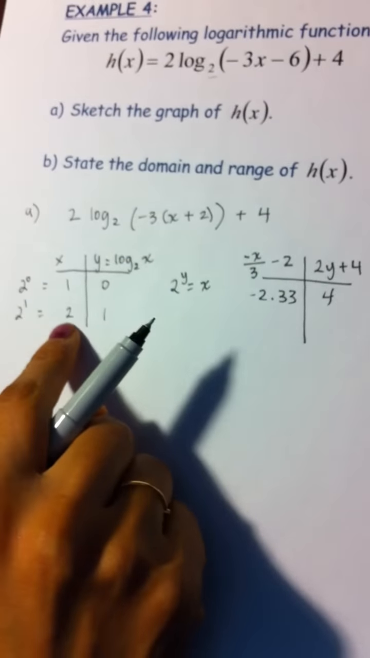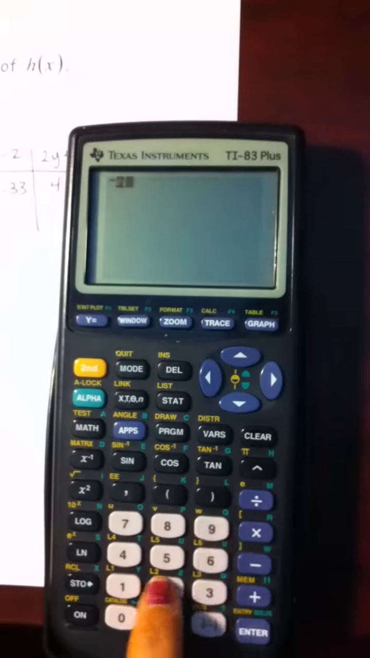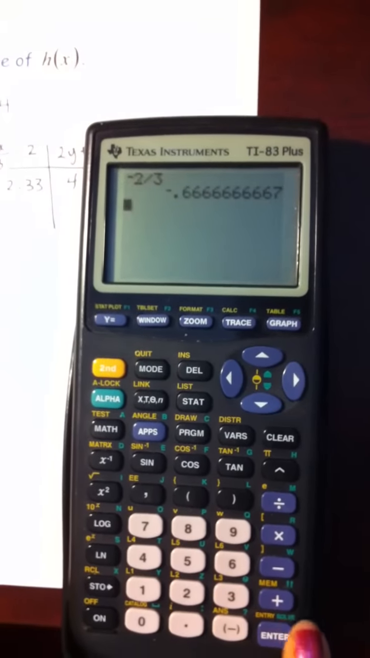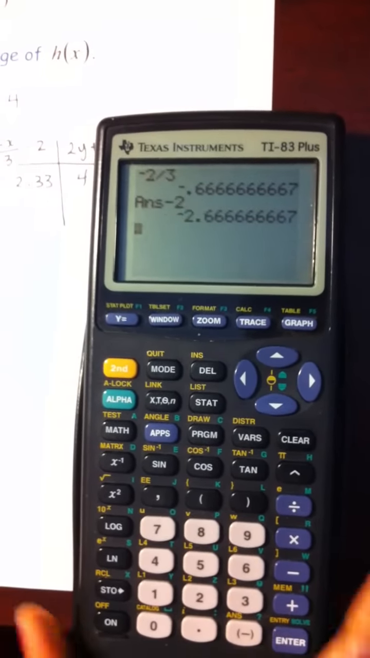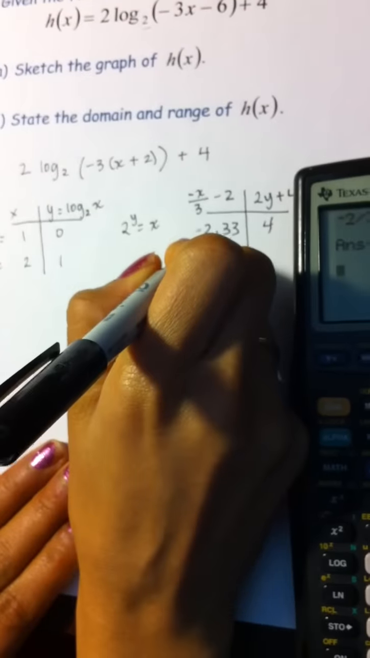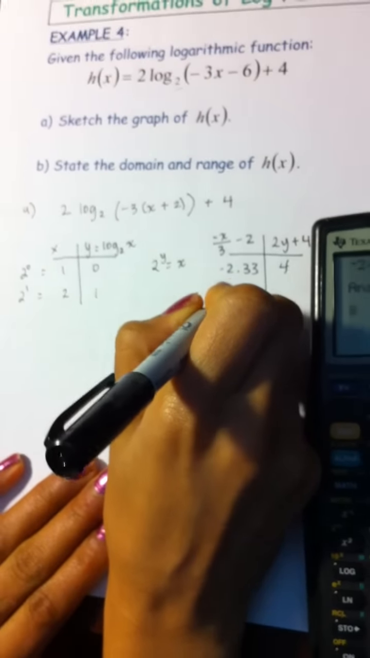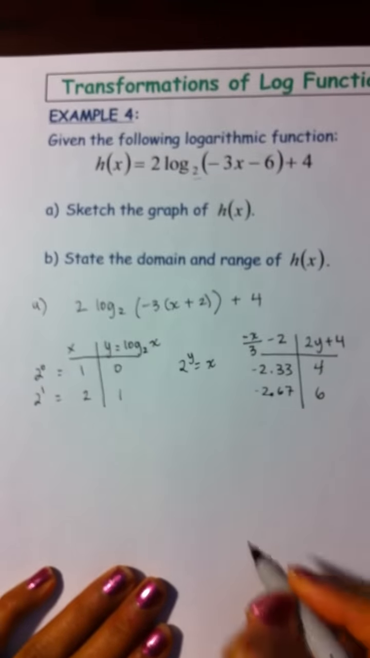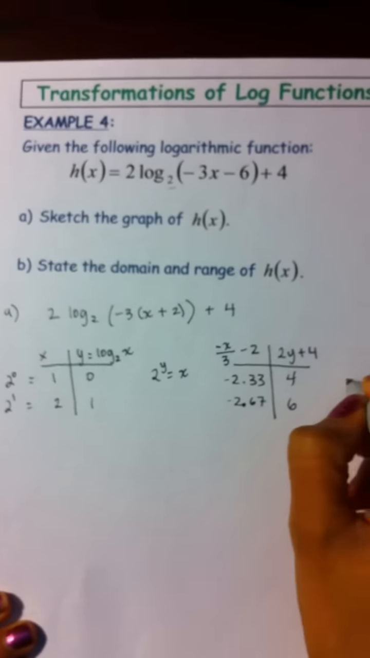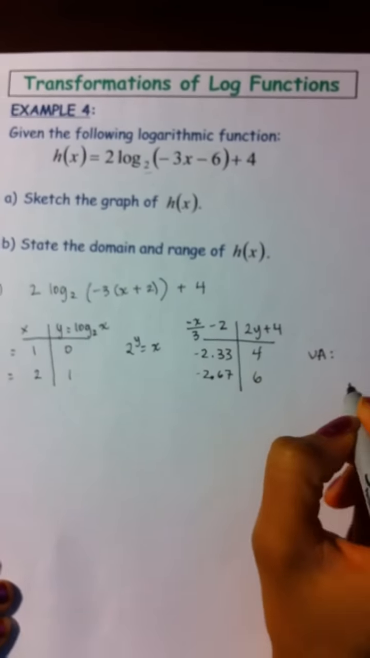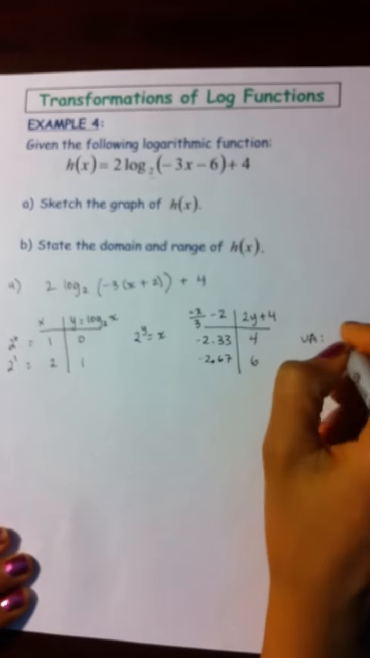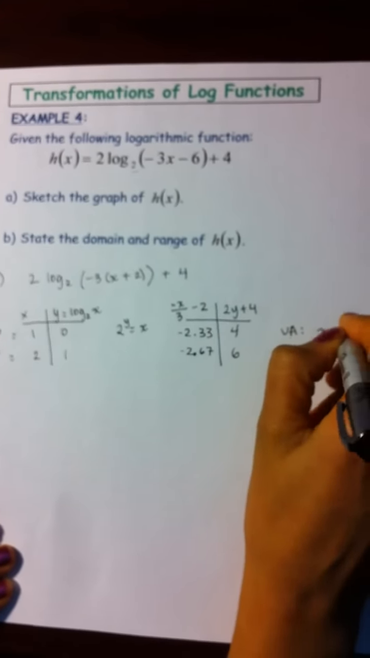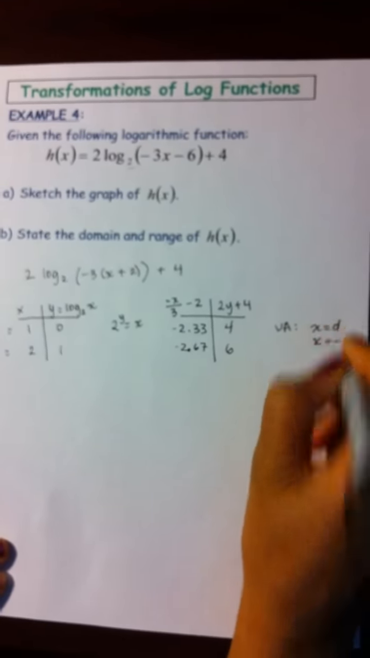Doing the exact same thing with the 2, I have negative 2 divided by 3, and then minus 2 from there. That's negative 2.67, and my y value is going to be 6. Okay, now I'm going to indicate what my vertical asymptote is. My vertical asymptote is essentially going to be my d value here. So it's x equals d, so x is equal to negative 2.